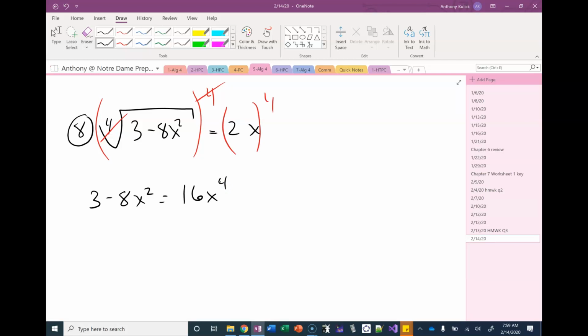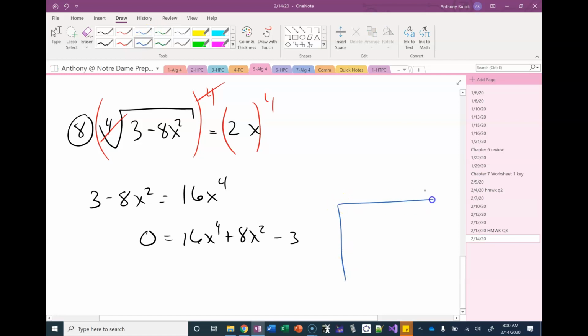And now to solve this, I need to get it to equal 0. So I'm going to add the 8x squared to both sides, and then subtract 3 from both sides so that I'm equal to 0. And now this isn't a quadratic here. This is a degree 4 polynomial, right? But it only has 3 terms. And if you look closely, this is still in quadratic form because I have a degree 4 term, a degree 2 term, and then a constant term. So I can still kind of factor this one like a quadratic.